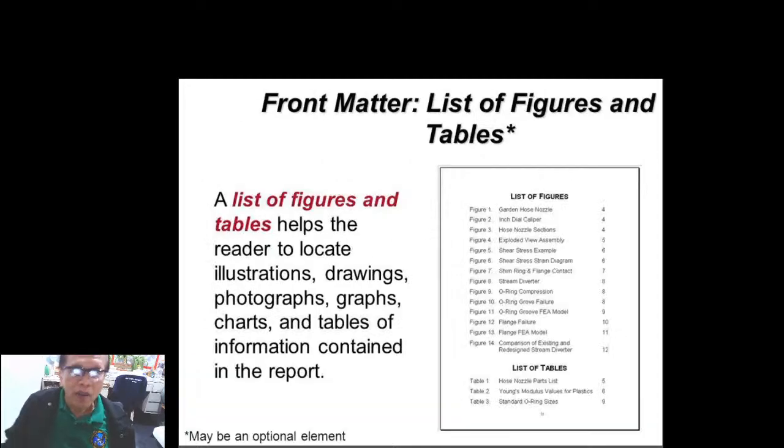So, yan. Yung abstract mo dapat maigsi lang daw at medyo binibigay niya yung general description ng laman, di ba? Front matter, list of figures and tables. A list of figures and tables helps the reader to locate illustrations, drawings, photographs, graphs, charts, and tables of information contained in the report. So, ayan, list of figures. This is just a sample. List of figures, list of tables. So, at least madali kang maghanap. Okay? Parang yung appendix o kaya yung glossary. Yeah, di ba? Okay.